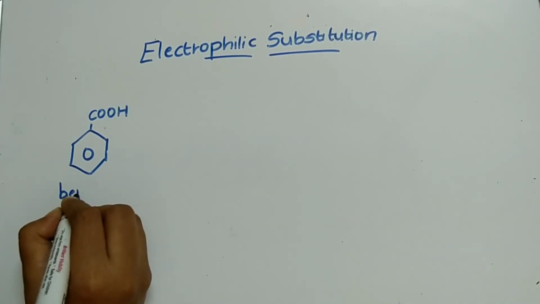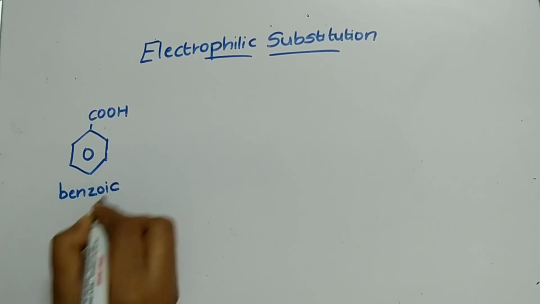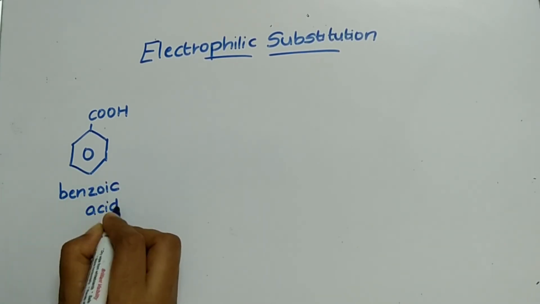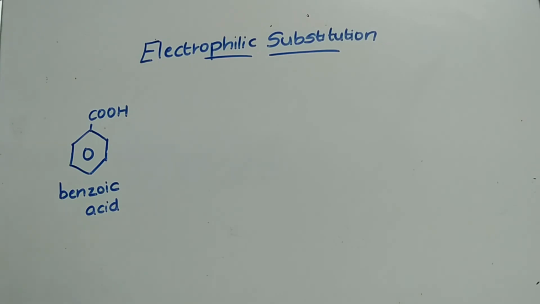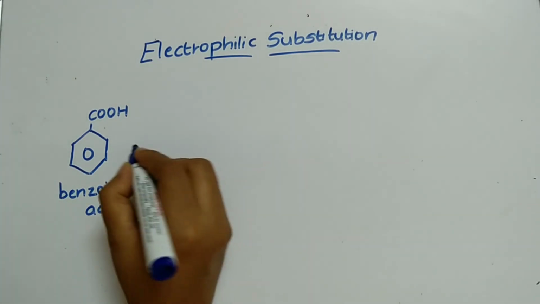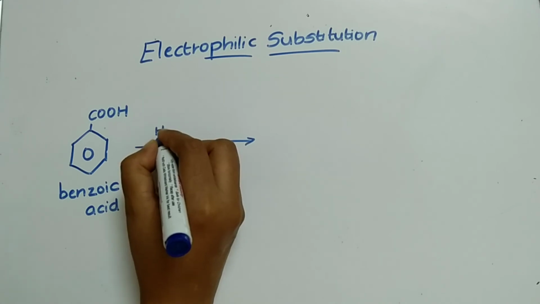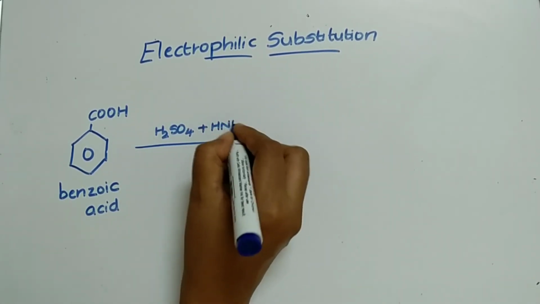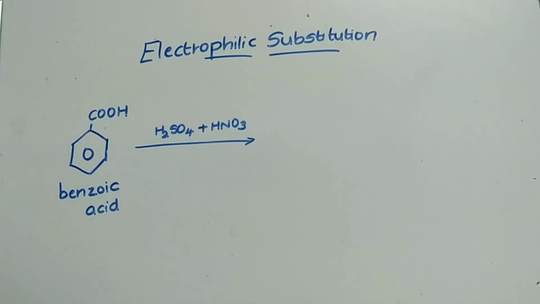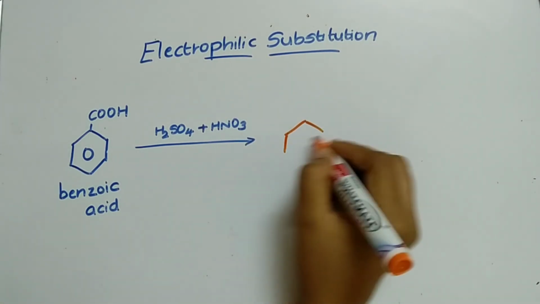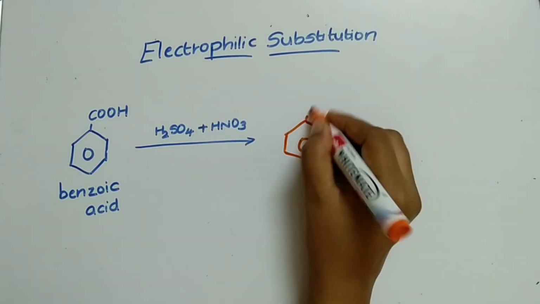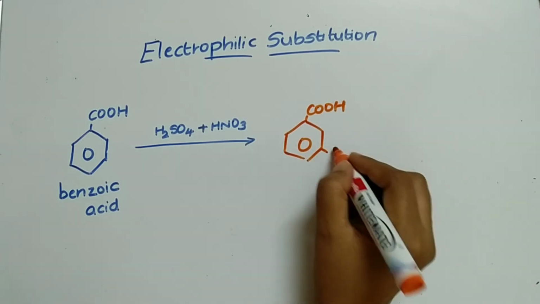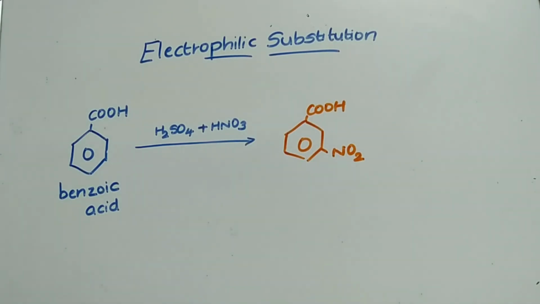I have taken the benzene ring here attached to the group COOH, so it is benzoic acid, right? Benzoic acid is treated with H2SO4 and HNO3, sulfuric acid and nitric acid. So what will it form? It will form COOH as it is, and the nitro group will attach, correct.